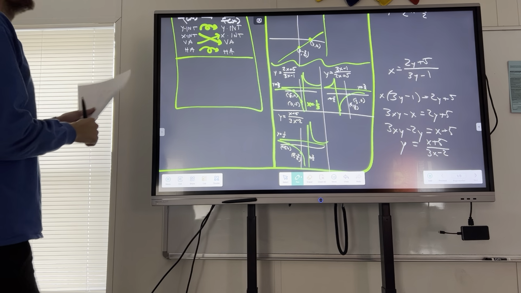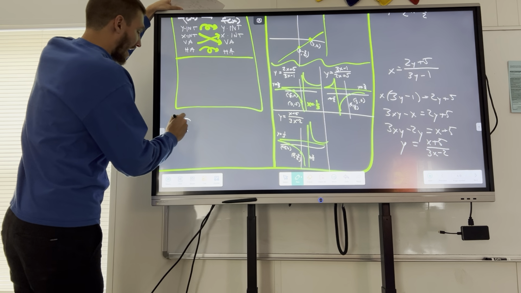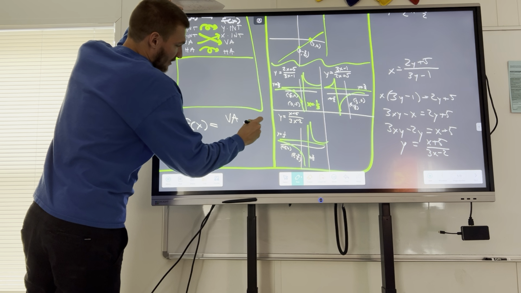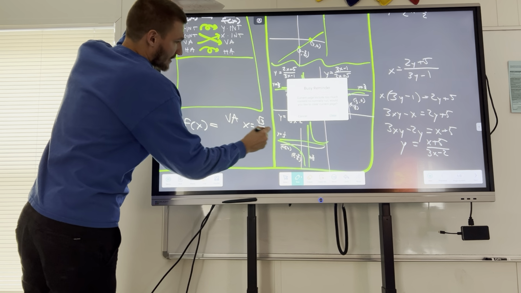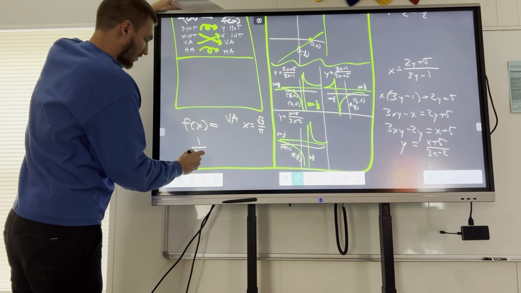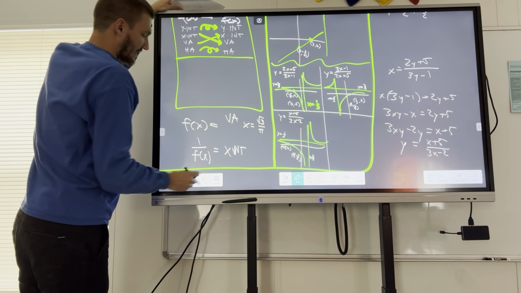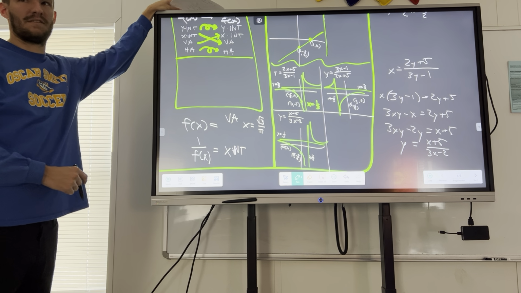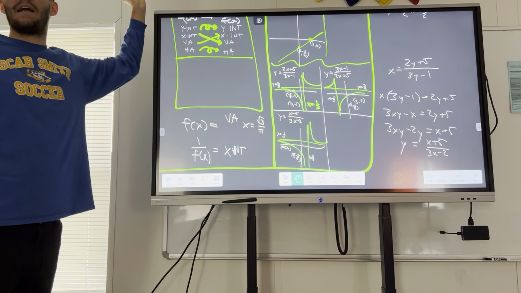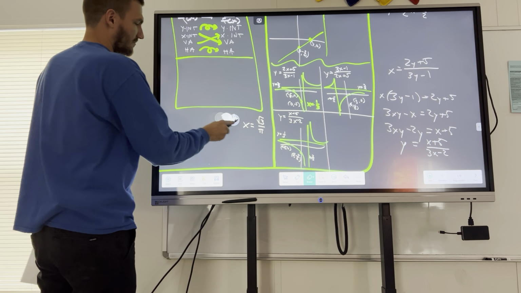Okay, so that is what happens to all of your stuff. I could tell you that f of x has vertical asymptote x equals square root 3 over pi. For 1 over f of x, what's the x-intercept? What would the answer be? Square root 3 over pi, right? So we're just recognizing how those two things are related to each other.